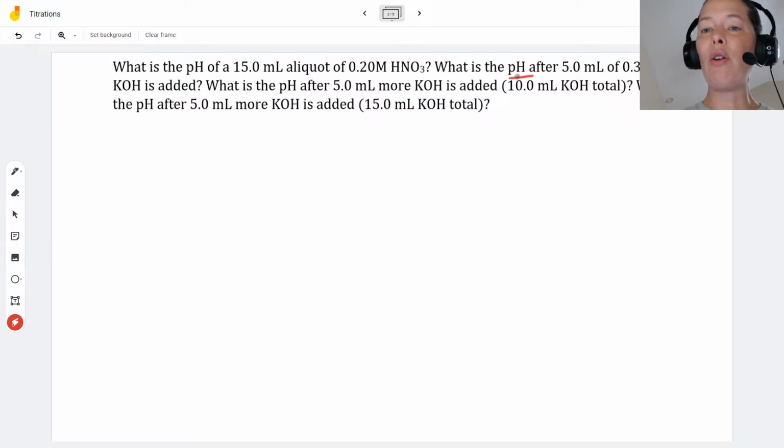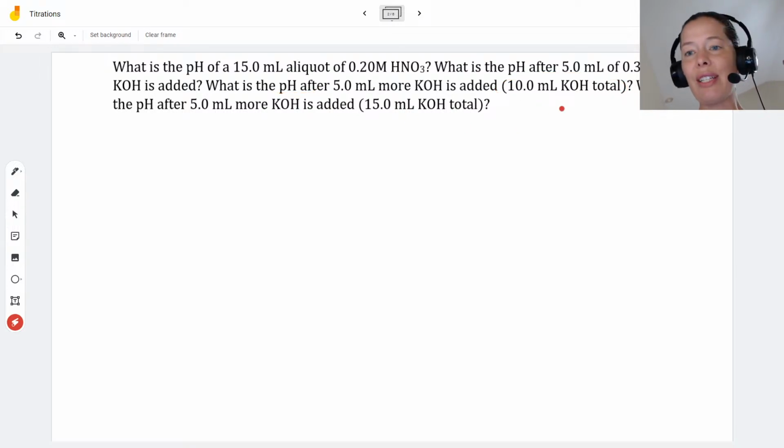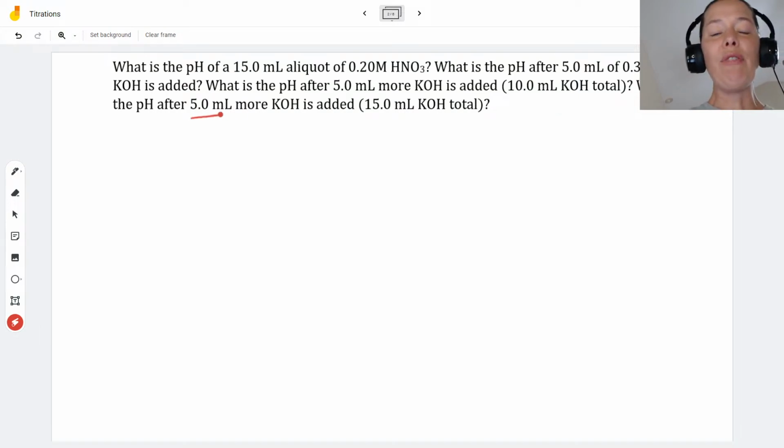Then we want to know the pH after we've added 5 milliliters of a 0.3 molar potassium hydroxide solution. Potassium hydroxide is a strong base. And then we're going to add 5 more milliliters. Again, calculate the pH. So that would be at 10 milliliters of potassium hydroxide added. Then we're going to add 5 more milliliters. That will be at 15 milliliters of potassium hydroxide added.